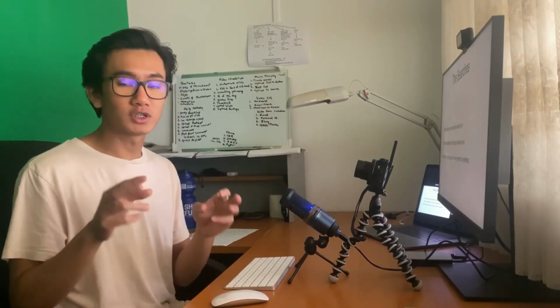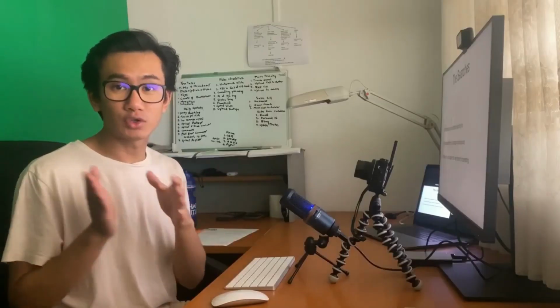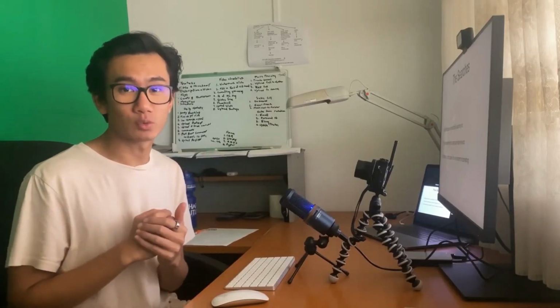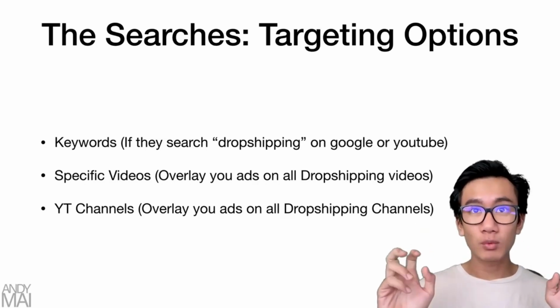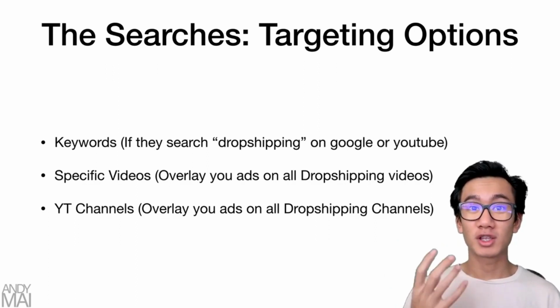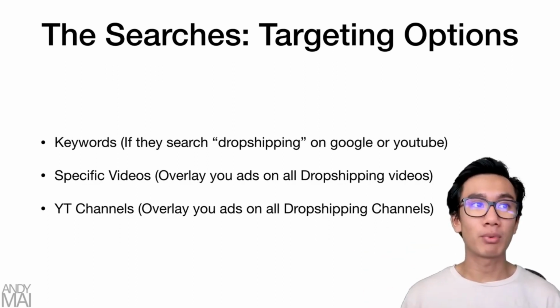For example, someone literally searches how to get into dropshipping within the past 30 days. That's a keyword you can target, because it's a keyword they've searched in the past 30 days. And that's how searches work. Next, what are the targeting options for searchers? You could target keywords. Basically, you could write dropshipping, and if someone has searched the keyword dropshipping on YouTube or Google over the past 30 days, they'll be in that pool.